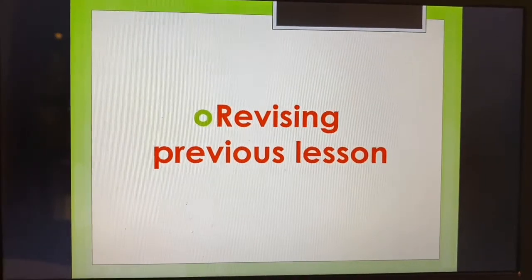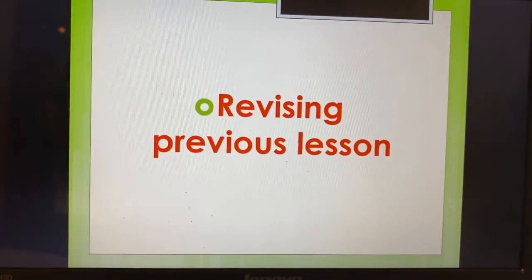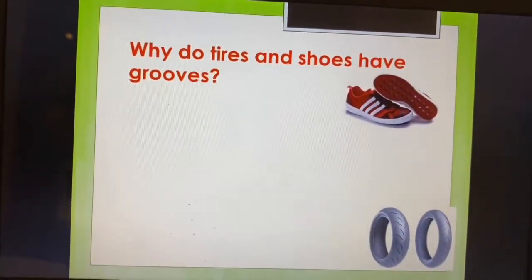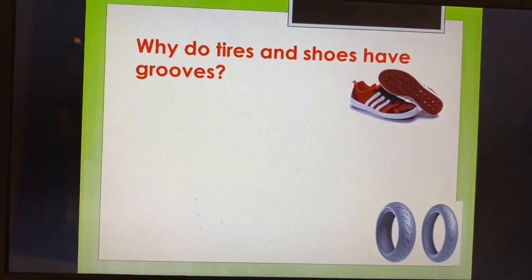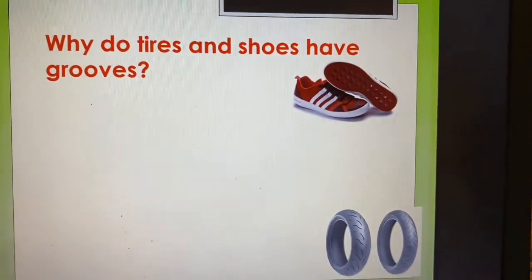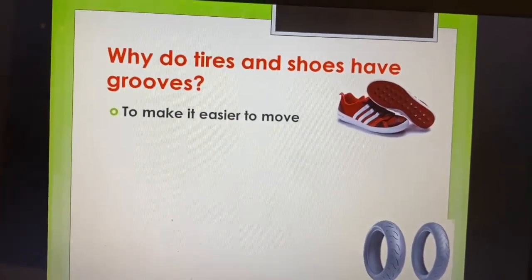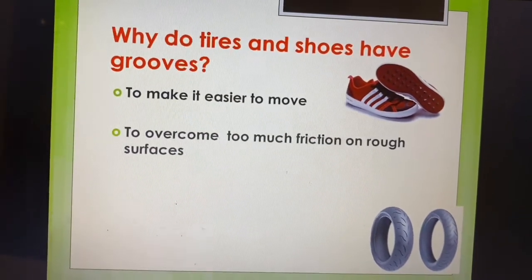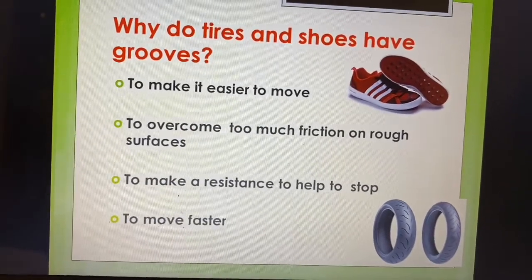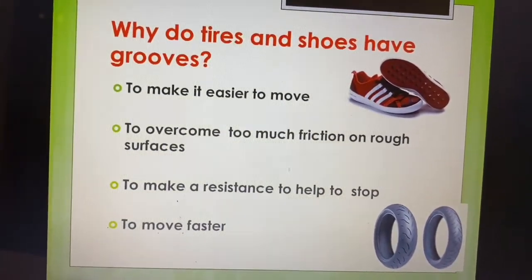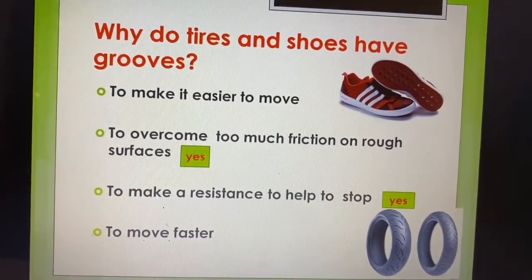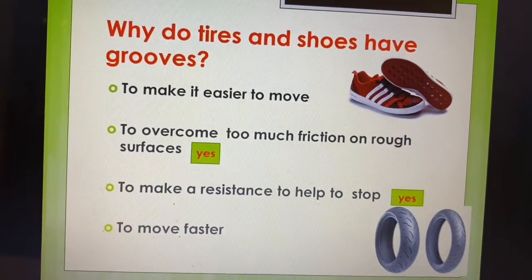Let us start by revising our previous lesson. We have talked about friction, air resistance, circular motion. Answer these questions. Why do tires and shoes have grooves? We said these types of shoes should have these grooves on them. Why? To make it easier to move? No. To overcome too much friction on a rough surface? Yes. To make a resistance to help to stop? Yes. And to move faster. So we need these grooves to start moving and to stop moving.